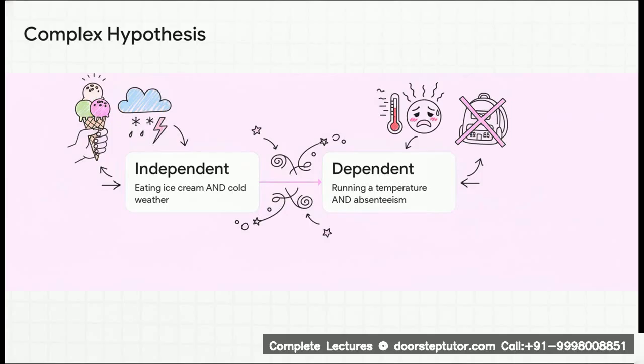This is a brilliant way to see a complex hypothesis in action. Look at step 1. We don't just have ice cream. We have eating ice cream and being out in cold weather. That's two independent inputs. Now look at step 2. These combine to trigger two completely distinct dependent outcomes, running a temperature and absenteeism in school. It perfectly maps out all the moving parts of a complex claim.